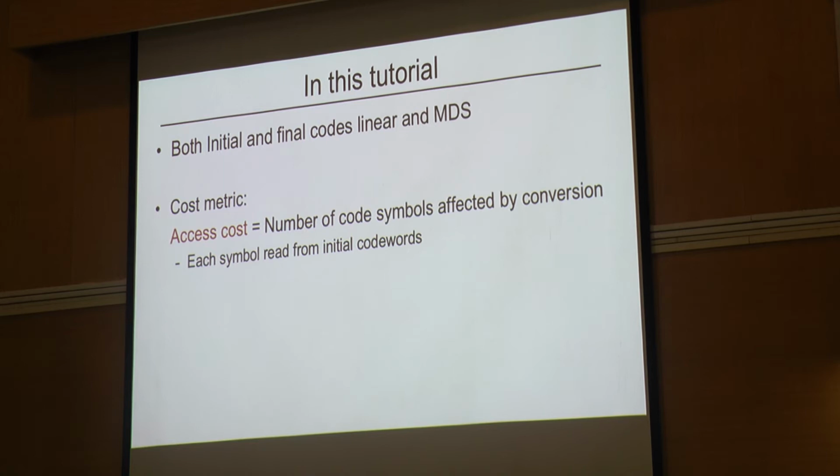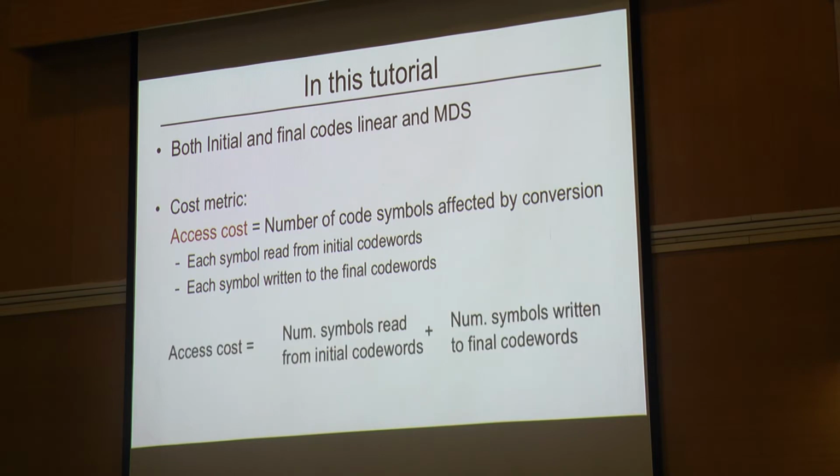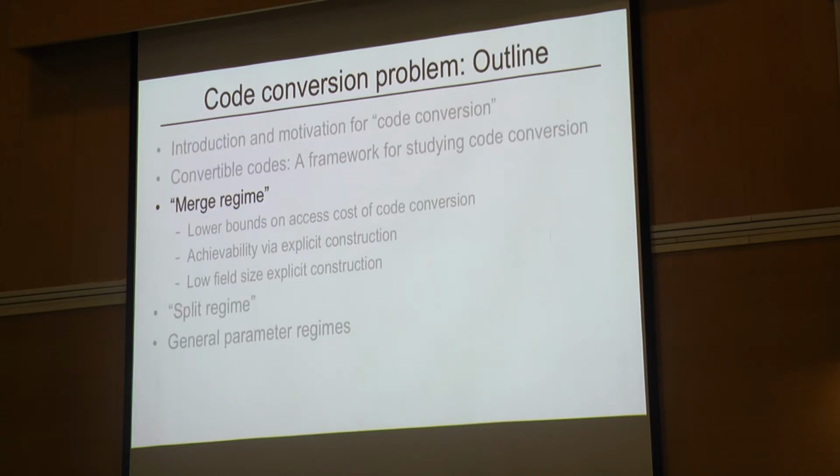For access cost, each symbol that is read from the initial code word requires a read, so it's an access. And each symbol in the final code word, which is to be written, will be an access because it has to be written. So both read and write requests cost access. Access cost is the sum of these two quantities: the number of symbols read from the initial code words and the number of symbols written in the final code word. First, I'll talk about a particular regime of parameters which we call the merge regime, and then I'll go into the other set of parameters and show how we can cover all the parameter regimes.